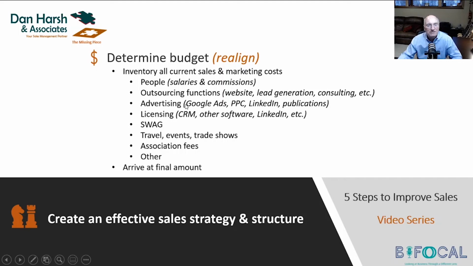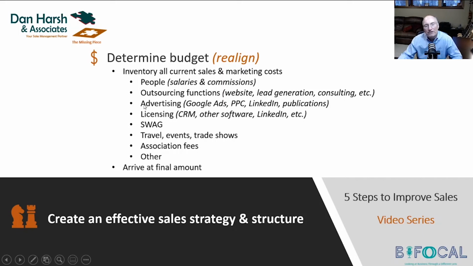What about all your advertising, whether it's Google ads, the pay-per-click, am I advertising on LinkedIn? What about publications, licensing? A lot of money is wasted here in licensing. Obviously, you get the big things like CRM, but what else are you spending subscriptions on, licensing on, other software, could be LinkedIn, et cetera. Take an inventory of all your software. Swag, what about all your giveaways? How much am I spending there? Travel, events, trade shows. What am I spending? Association fees. Anything else you can think of.